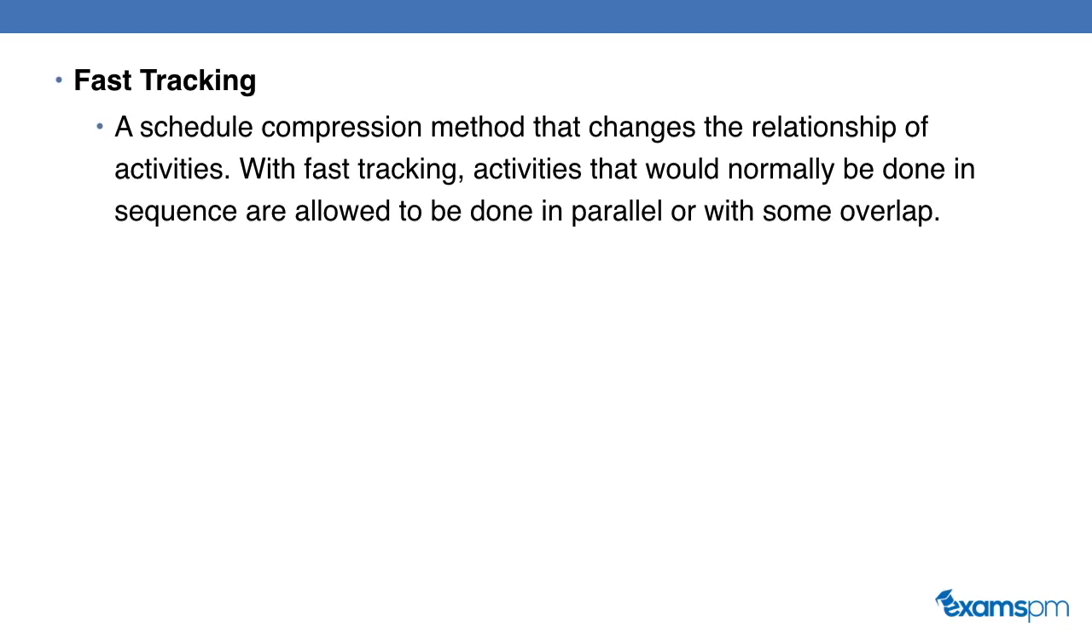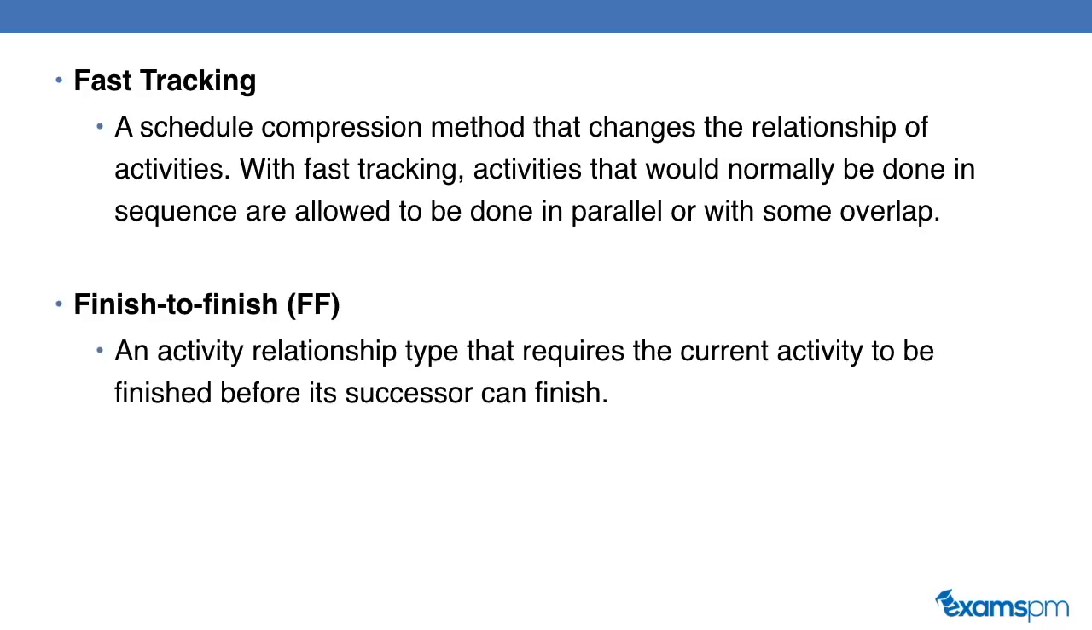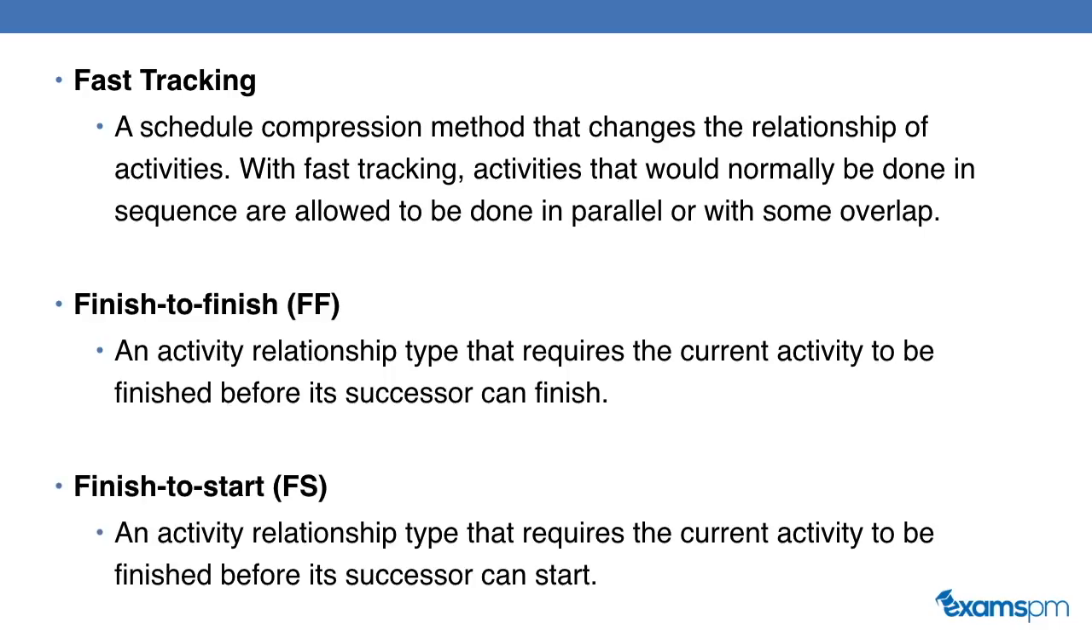Fast tracking is a schedule compression methodology that changes the relationship of activities. With fast tracking, the activities that would normally be done in sequence are allowed to be done in parallel in order to speed up the schedule. Finish to finish, or FF relationships. This is an activity relationship type that requires the current activity to be finished before its successor can finish.